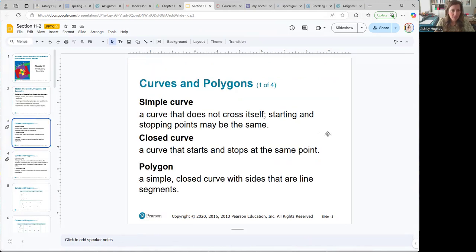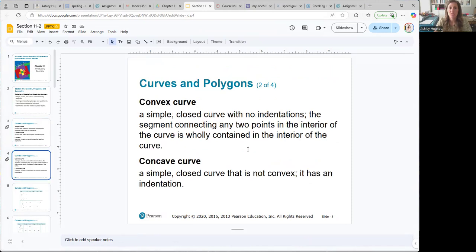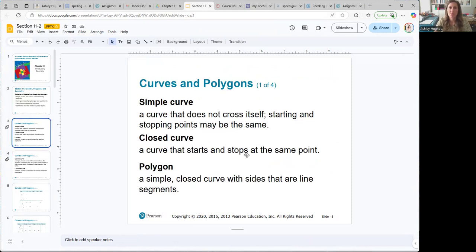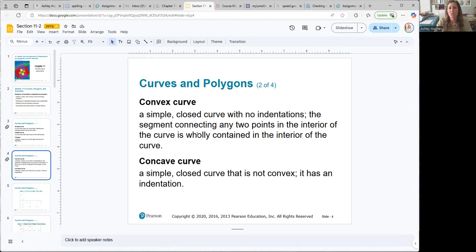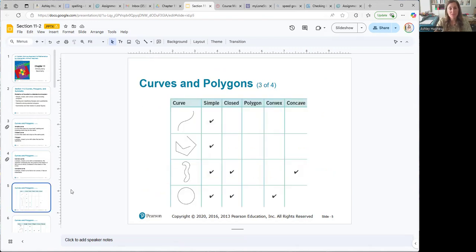So let's jump in and talk about curves. A simple curve is a curve that does not cross itself. Starting and stopping points may be the same. A simple curve doesn't cross over. A closed curve is a curve that starts and stops at the same point, and a polygon is a simple closed curve with sides that are lines. A convex curve is a simple closed curve with no indentations, and a concave curve is one that is not convex. So I think it's best to just look at examples.